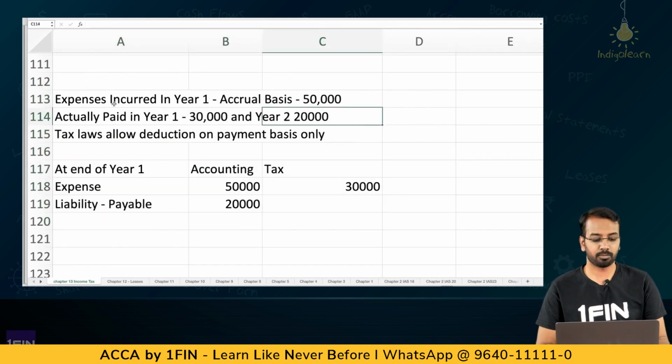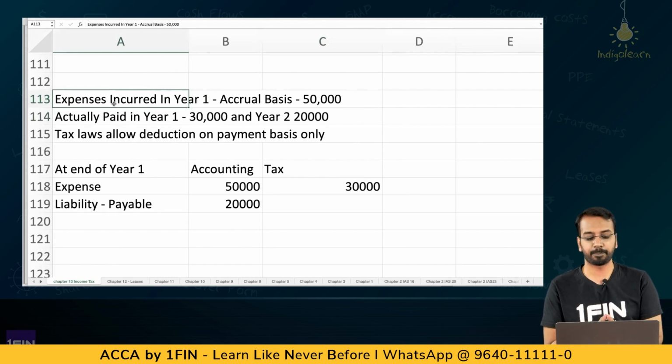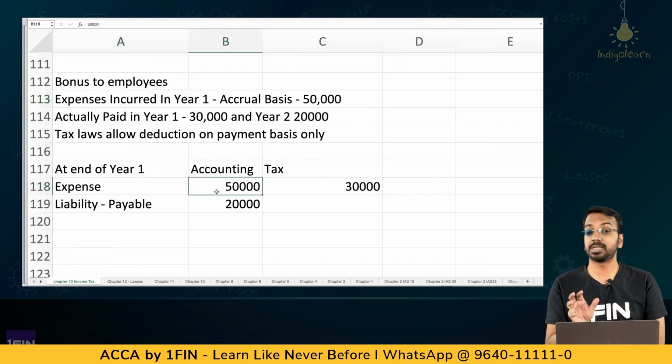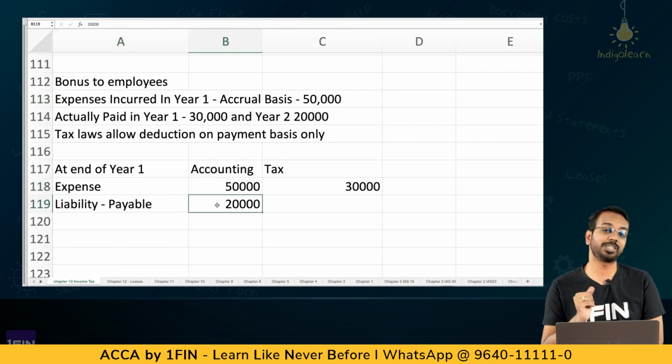Okay. Now, coming back to this example, we'll redo this also because of the connection issue, there was a break. Expense incurred in year 1 on accrual basis. For example, I have to pay bonus to my employees. The accrual basis expense is 50,000. Out of that 50,000, I have paid only 30,000 in year 1. Paid means actually paid by cash or bank. Now, in my books of accounts, what would I say? I would say expense is 50,000 in the P&L. Liability is 20,000 because I have paid only 30,000 in year 1. Balance 20,000 is payable.